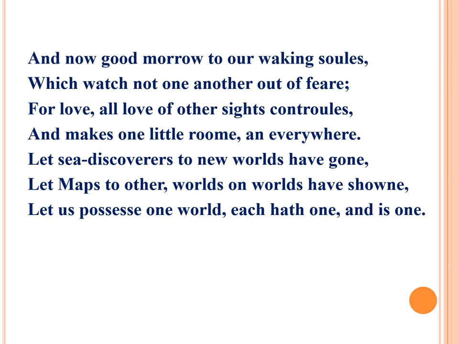And for love, all love of other sights controls, and makes one little room an everywhere. What does it mean? I explained it this way: the couple become shameless wherever they go. They think that what they do, no one can see. If you have any experience of going to parks, you will see a number of couples sitting together, but they are not bothering anyone else. It indicates that each and every couple makes a room wherever they go. A similar thing happens at home regarding this couple as well.